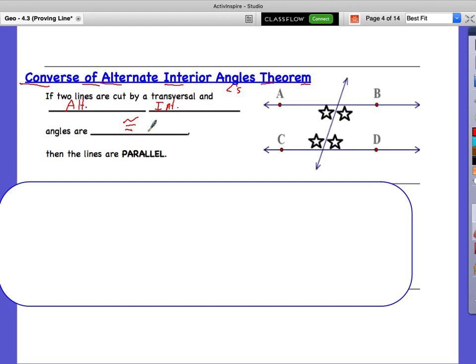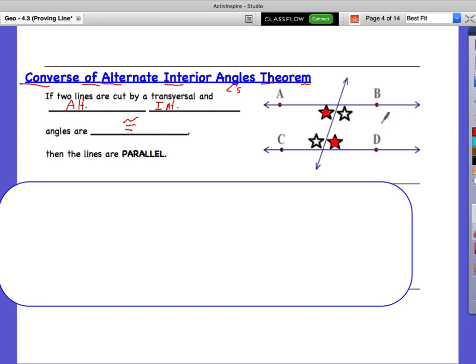Okay, someone tell me some alternate interior angles here. Kevin. The A star, yes, and then the D star. Very good. Those could be two alternate interior angles. You could also pick the other pair. Cool beans, okay? So mark those or the other pair. That way we know that that's what happens, okay?